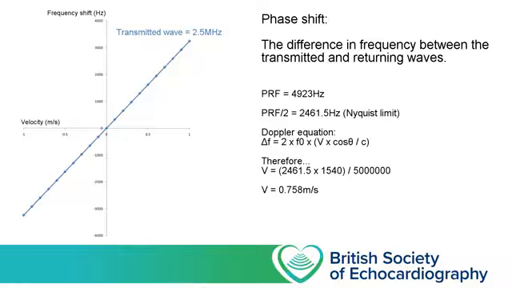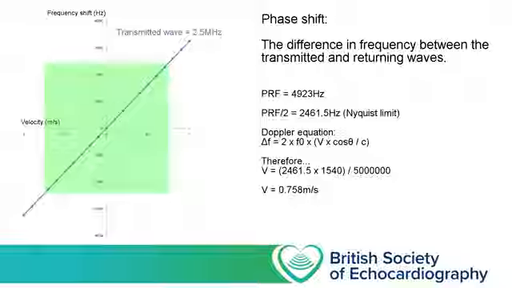Well, then we have to ask what velocity of blood would bring about a shift in frequency of 2,461.5 Hz, and we can work that out using the Doppler equation, which gives us a value of 75.8 centimeters per second. So any velocity up to 75.8 centimeters per second is going to produce a frequency shift that's within our detectable range. But any velocity in excess of this value will produce a frequency shift that we can't accurately describe.